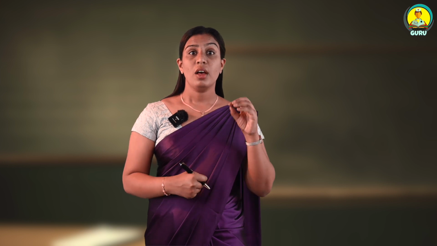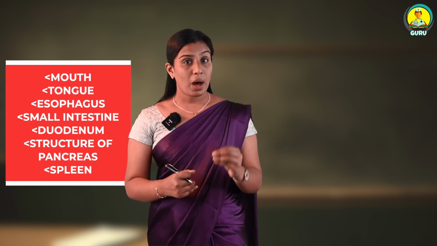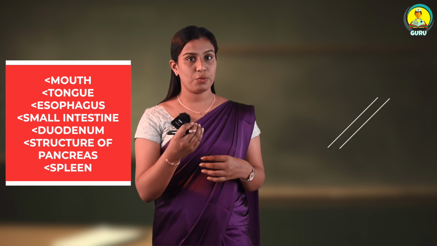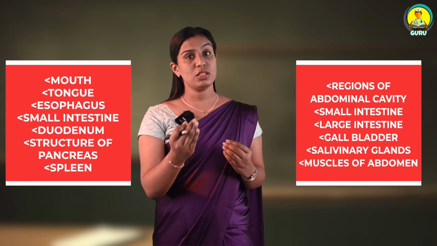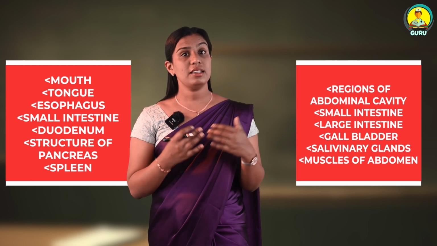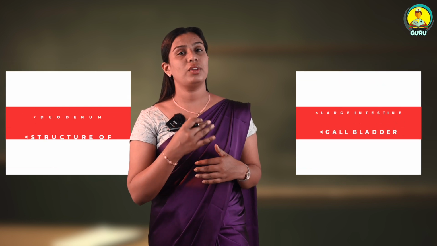The digestive system is the next unit for the first semester. This is an important unit, so we can expect long essays and short essays from this area. Model questions are: mention the parts of digestive system, describe the stomach in detail, what is digestive system, explain the structure of liver. These are also very important: mouth, tongue, esophagus, small intestine, duodenum, structure of pancreas, spleen, regions of the abdominal cavity, large intestine, gallbladder, salivary glands, muscles of the abdomen.